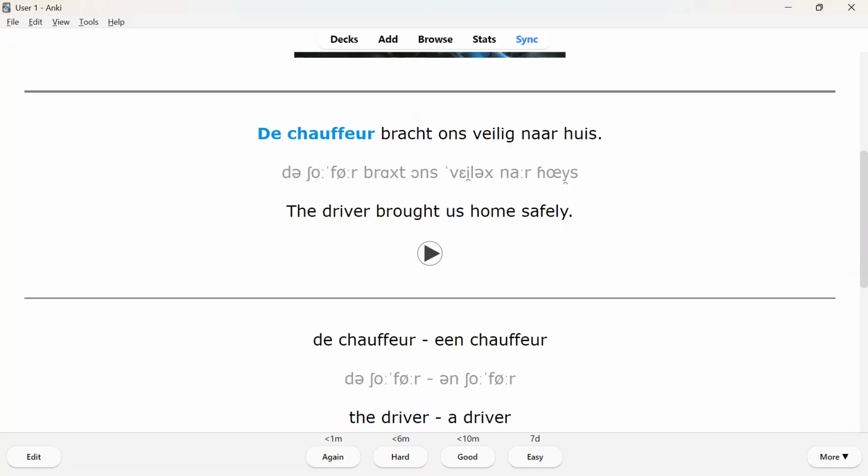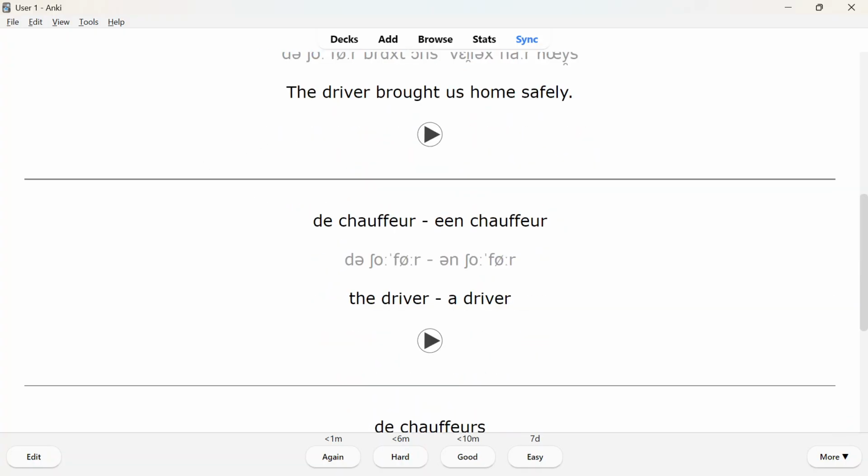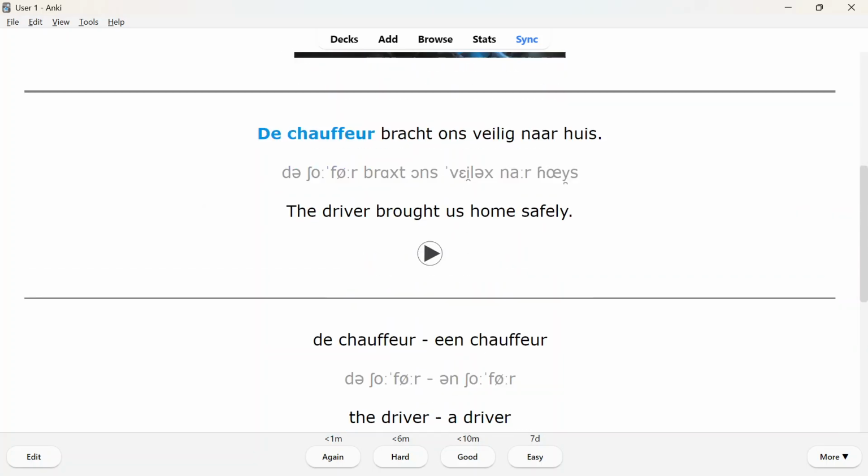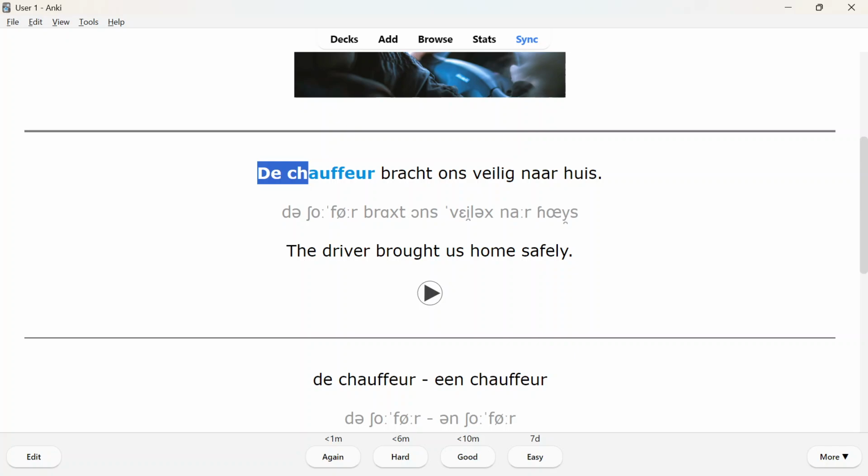Now there are 3 areas. We have a sentence area, we have a singular area, and we have a plural area. I'll get started with the sentence area. You can see right over here, this is the correct sentence. We were looking for the Dutch word de chauffeur.